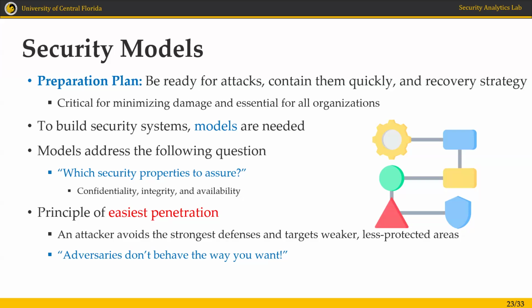To build security systems, models are needed. The models address a main question, which really depends on the deployment of that security system. A question that can be asked is what secure properties to assure, whether confidentiality as a priority or higher tier, or integrity, or availability. The principle of easy penetration is that an attacker usually avoids the strongest defense and tries to attack the weaker, less protected areas. Usually attackers don't behave the way that you want them to.